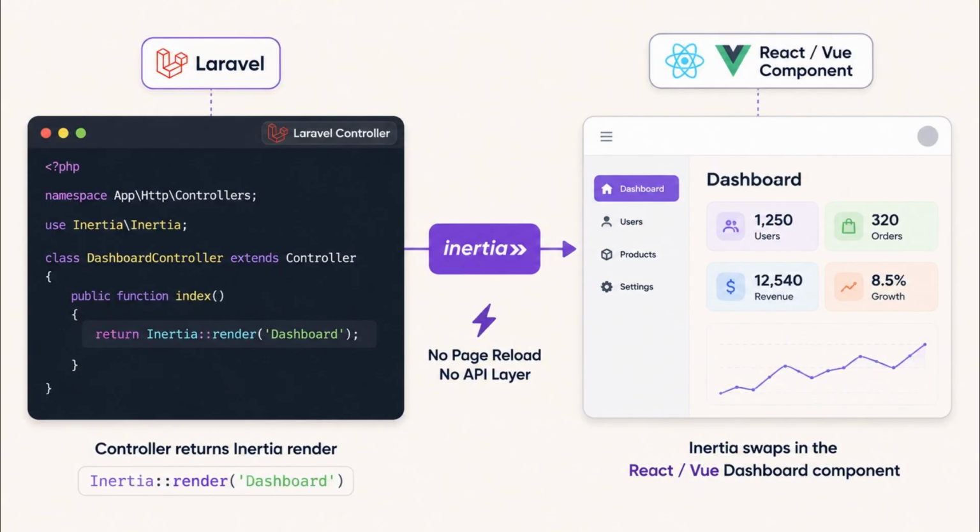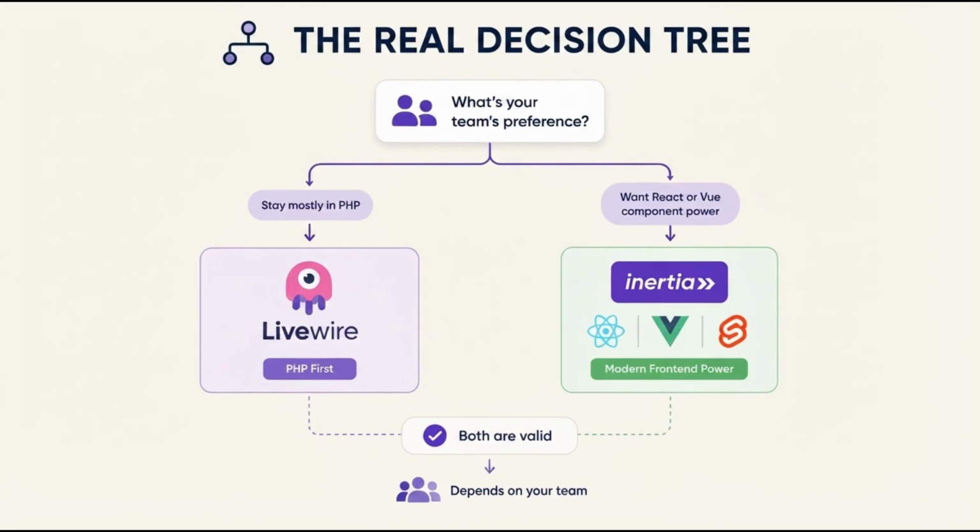Instead of a controller returning JSON, it just returns Inertia::render('Dashboard'). And Inertia takes care of swapping in the right React or Vue component on the front end, no page reload, no API layer in between. So here's the real decision tree. Livewire if you want to stay mostly in PHP. Inertia if you want React or Vue's component power, but hate maintaining a separate API. Both are valid, it just depends on your team.